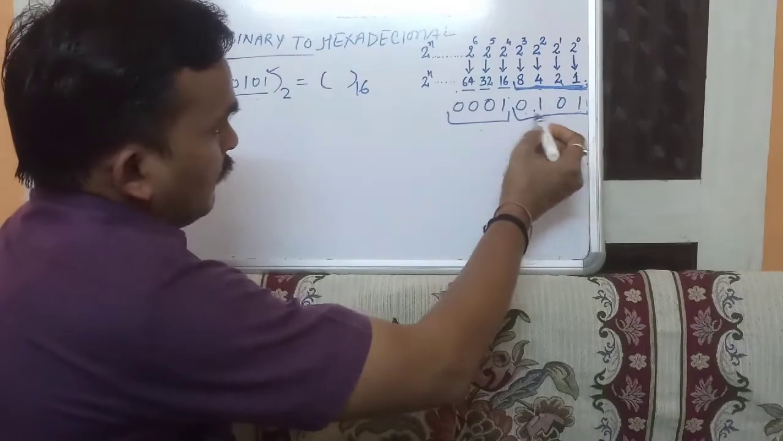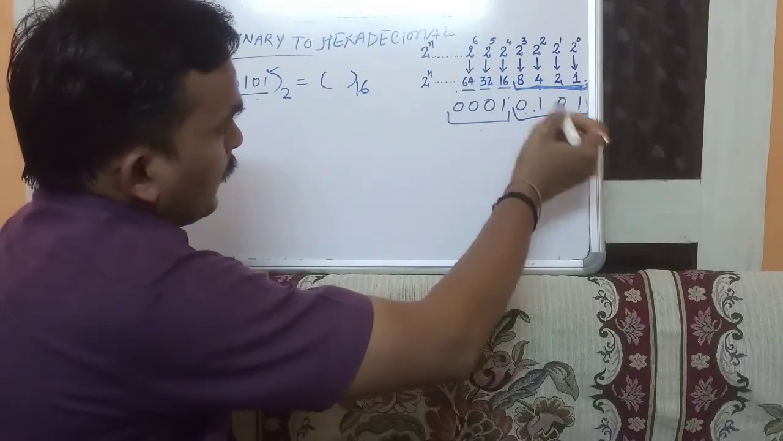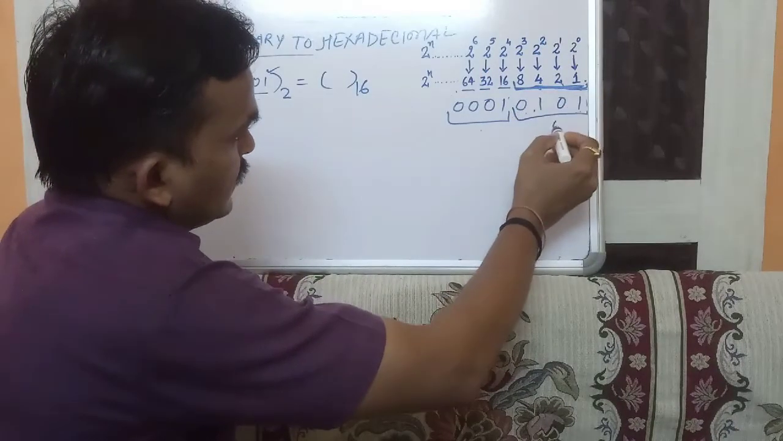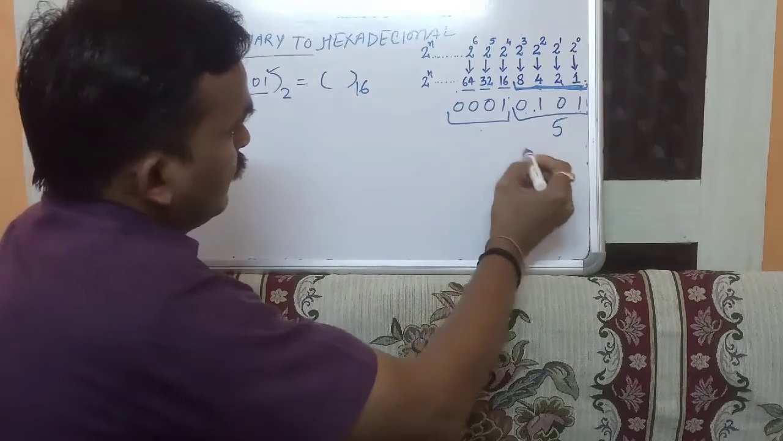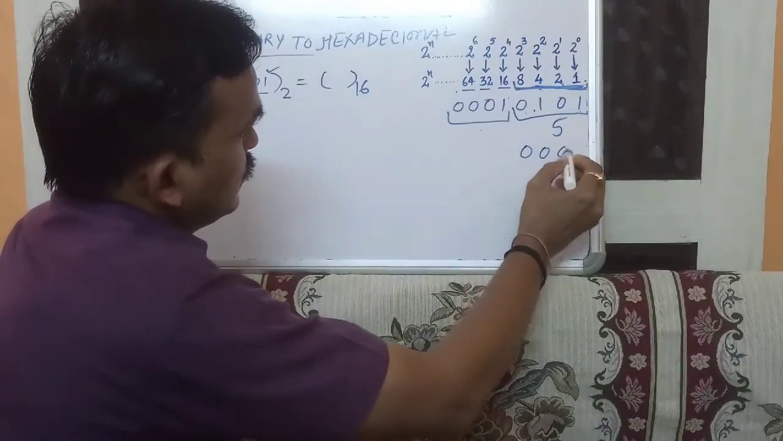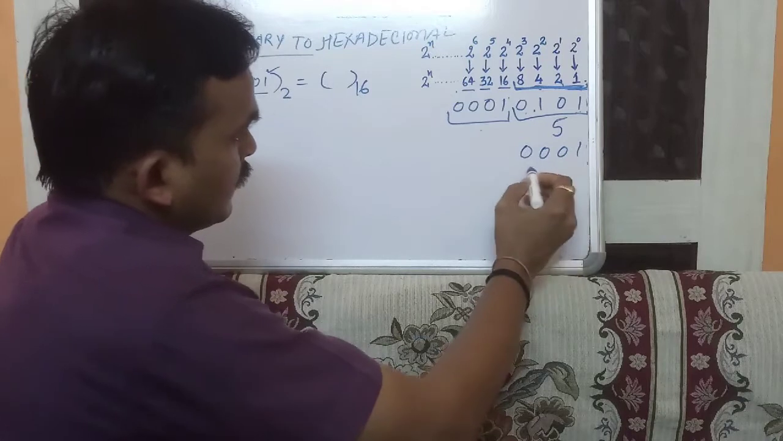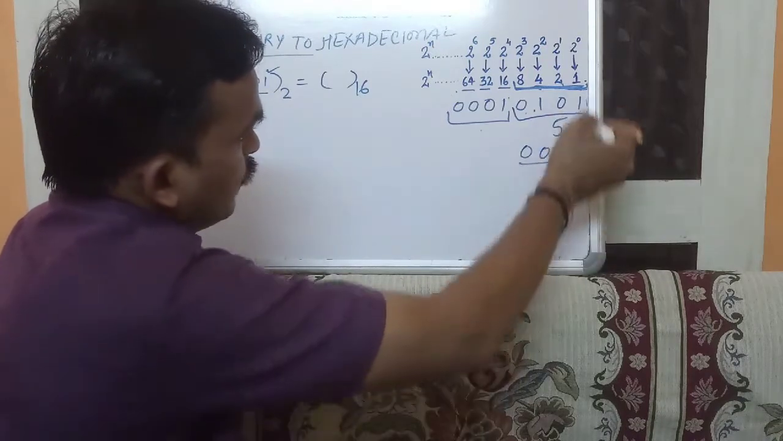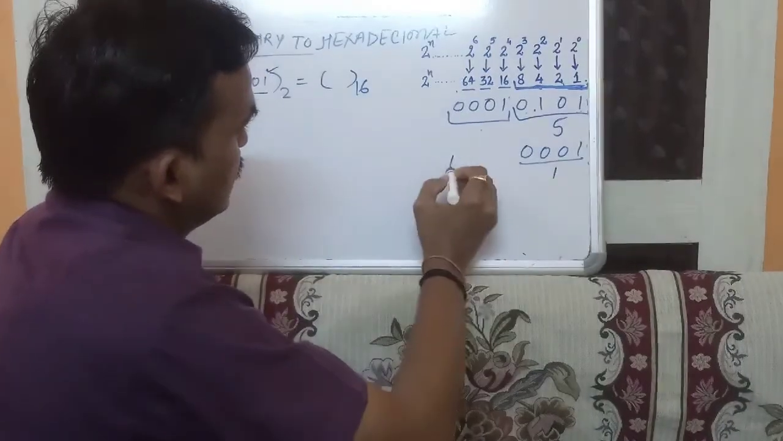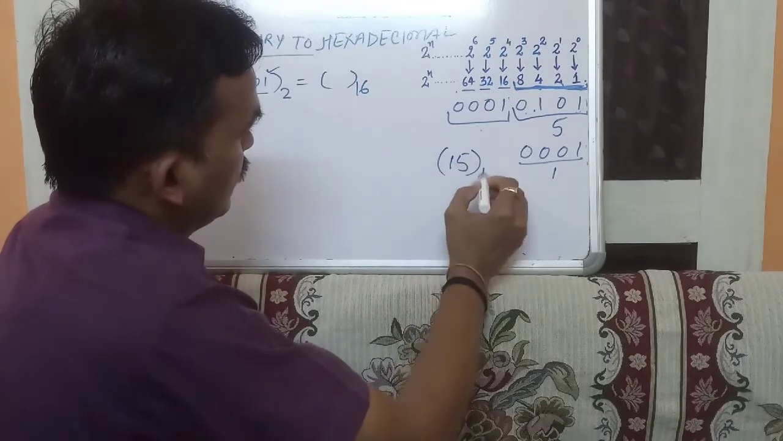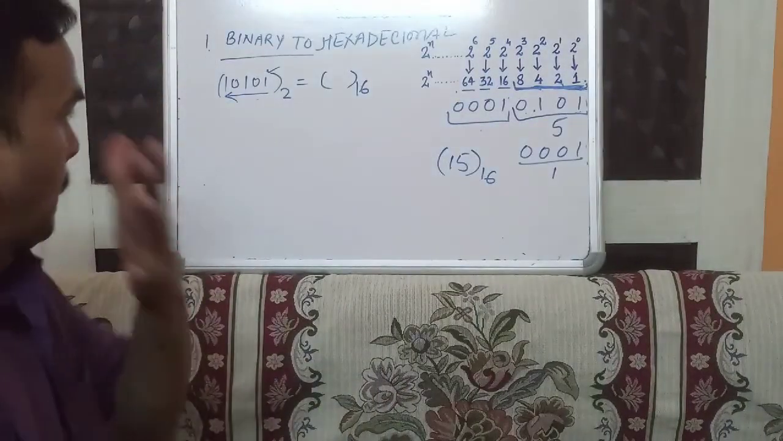Now we will calculate the values which occupy the 1. So 4 and 1, this is 5. Again we will use here 0 0 0 1. So that is 1. So the answer is 15 base 16.